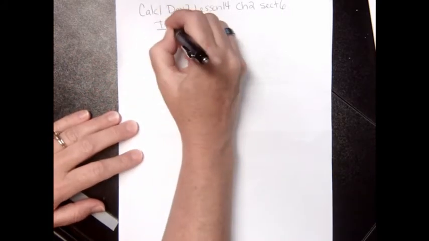Here we are, Calc 1, Day 7, Lesson 14, Chapter 2, Section 6. This is Doc again. Today we're going to look at implicit differentiation.